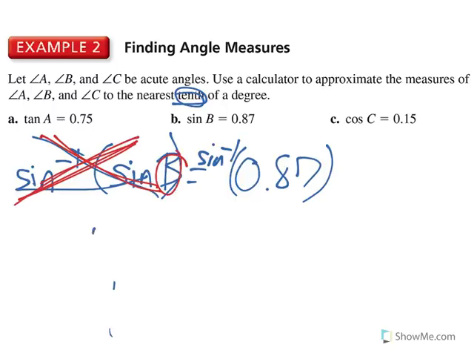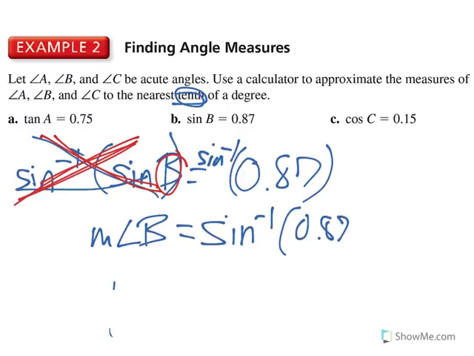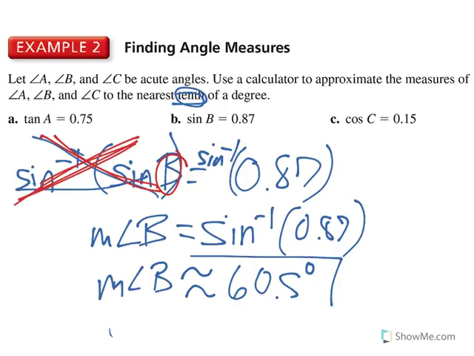And so that's my angle B, or the measure of angle B on the left side, is equal to the sine inverse of 0.87. So when I take sine inverse of 0.87, I end up getting that the measure of angle B is approximately, and it says nearest tenths again, so 1 decimal, 60.5 degrees. 60.5 degrees.